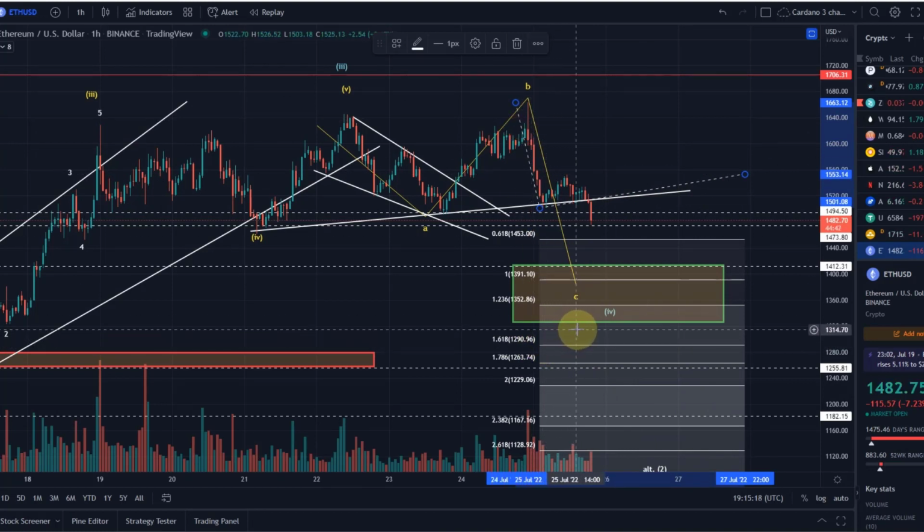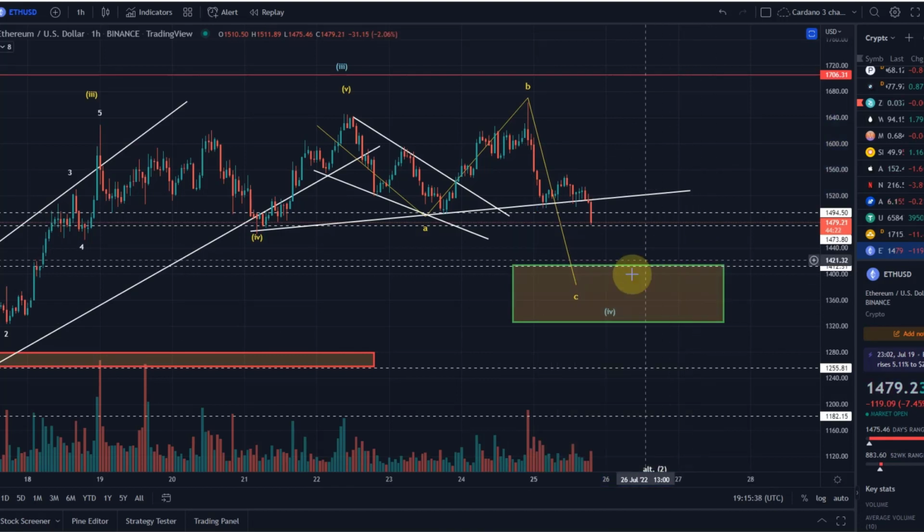Now we need to be a bit careful, because in a wave C, the wave 3 doesn't necessarily need to do the 1.618 extension. It could simply be the 1-to-1 ratio, like here, 1391. And that would fit perfectly with the green area. So currently I'm still expecting here that green area to play out basically.